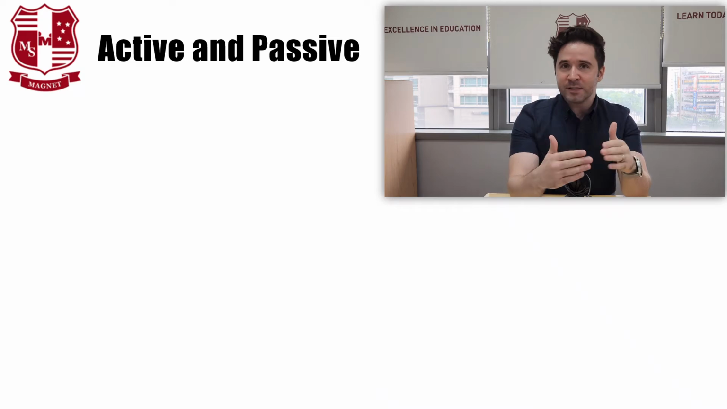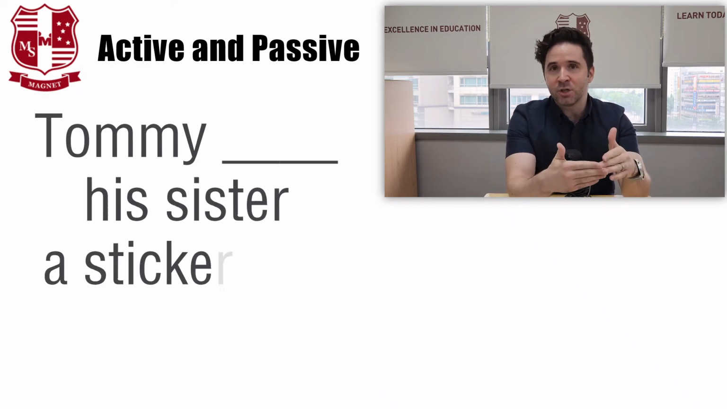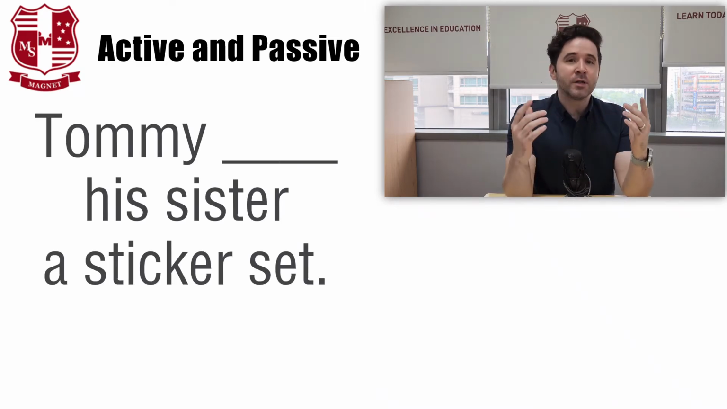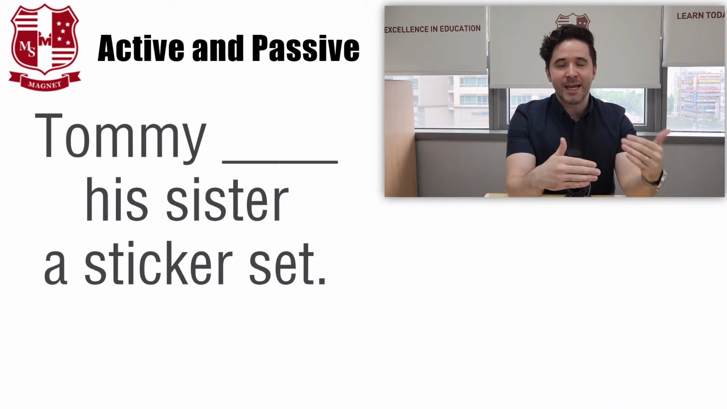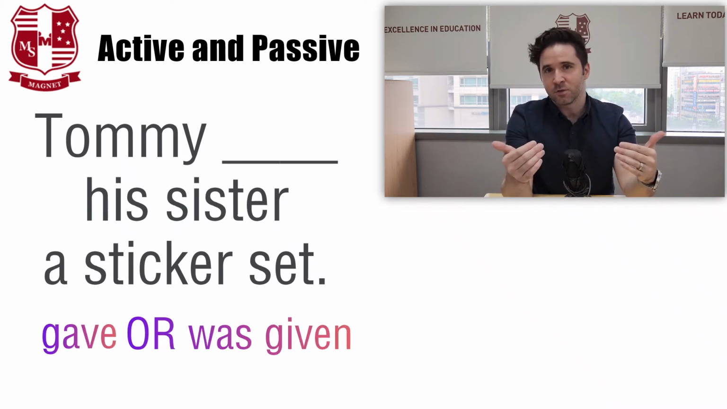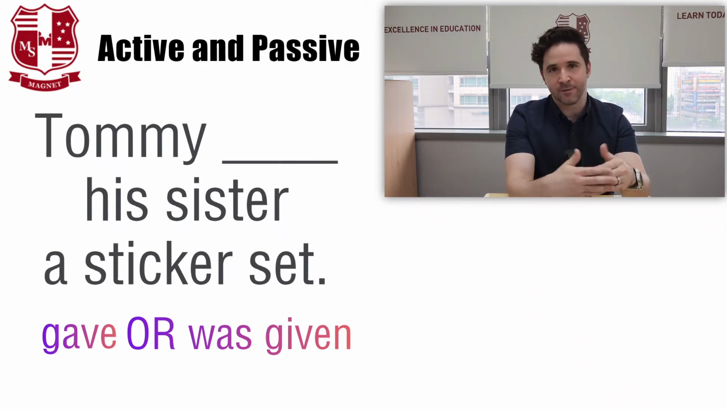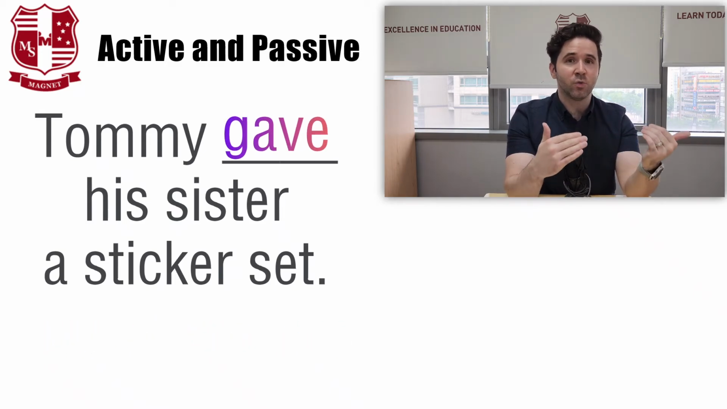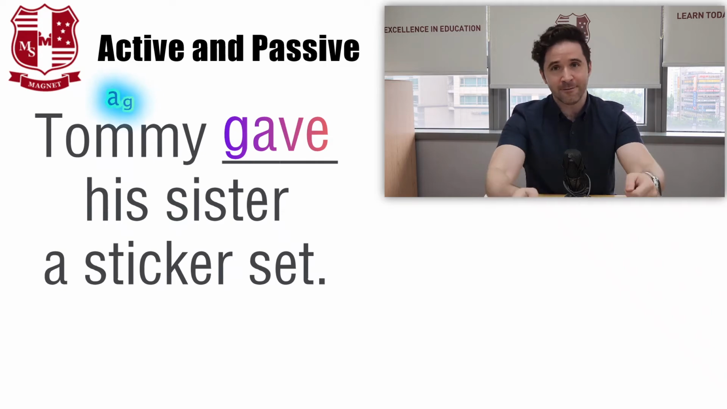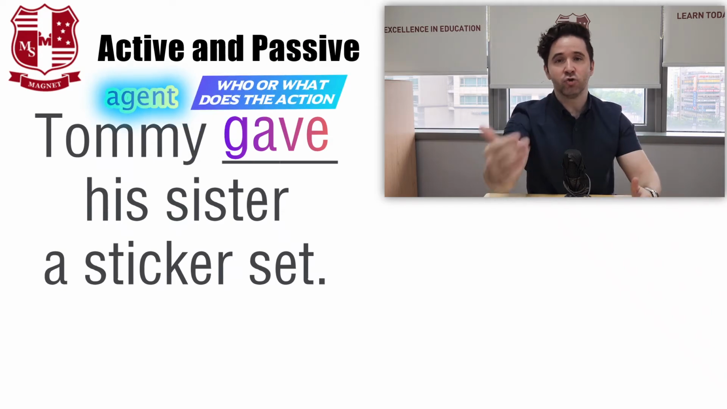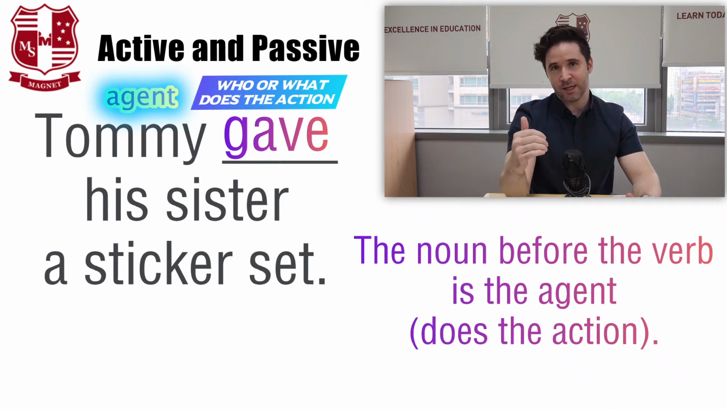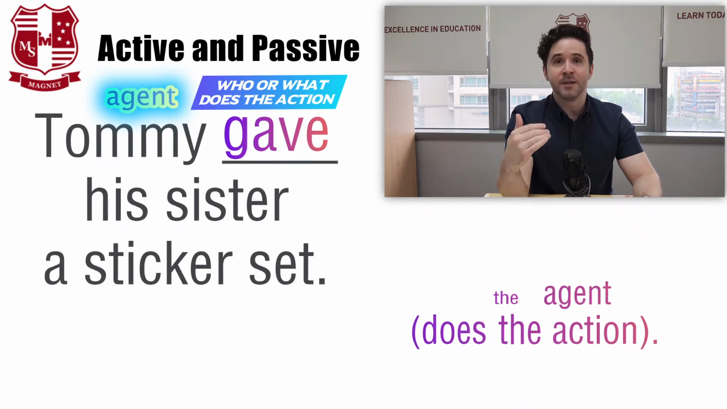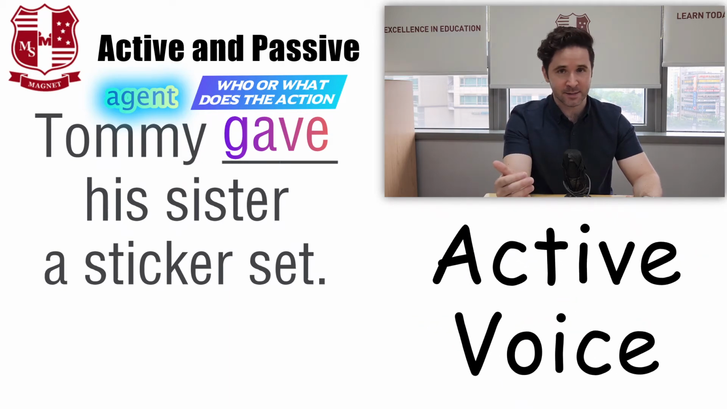So I can have this sentence. Tommy, his sister, a sticker set. And I'm going to use the verb give, so I can say gave or was given. So do I say Tommy gave or Tommy was given? Here I'm going to say Tommy gave. And the reason is that Tommy is the one who is doing the giving. Tommy is giving it to his sister. He is giving the sticker set. And the sticker set is the object here. The sticker set is not doing anything. This is an active voice sentence.